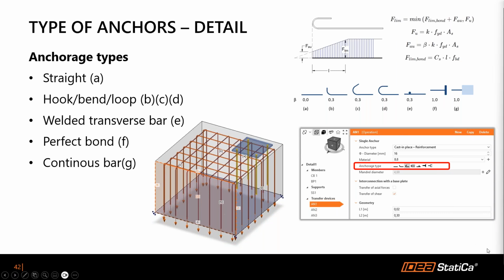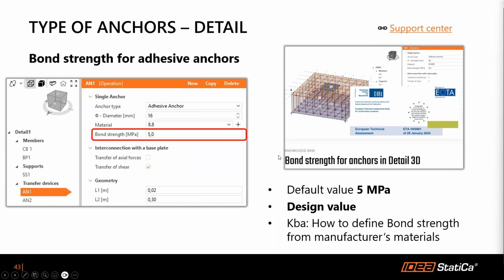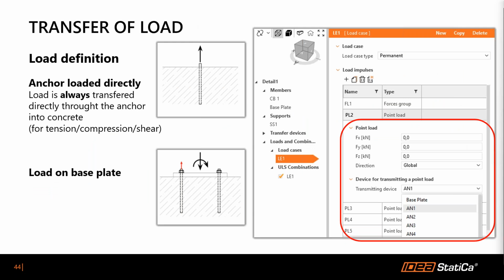And yeah, the bond strength for the adhesive anchors, as I said, it needs to be taken from specifications from the anchor manufacturer. There's a nice bond strength for anchors in detail 3D knowledge base article on our website, so go ahead, you can study that. And let's have a look how the transfer of load is carried out.